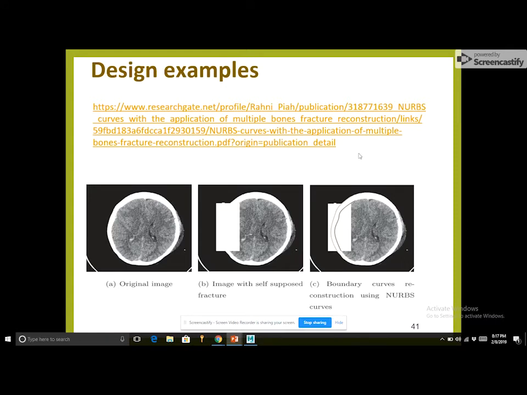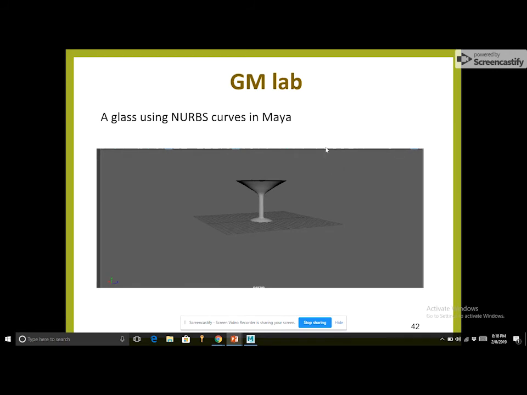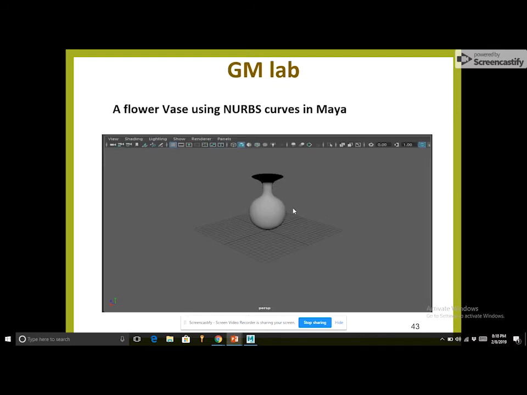Here is another example. Here, NURBS curves are used for reconstruction. This is the CT scan of a brain. Here they have used the NURBS curves, and we can see that here for reconstruction purposes. And we have designed a few objects or surfaces using NURBS curves and surfaces in Maya. This is a simple glass and this is a simple vase.